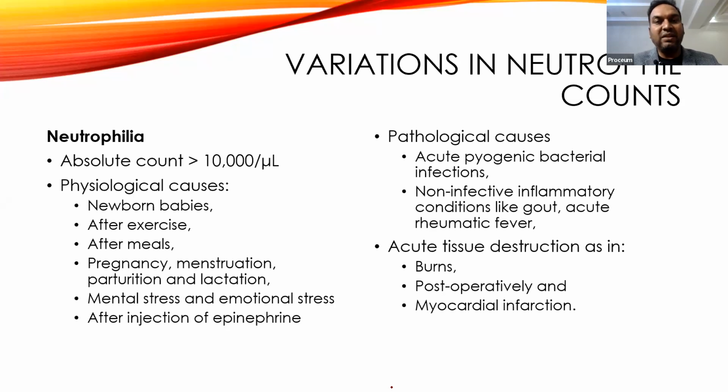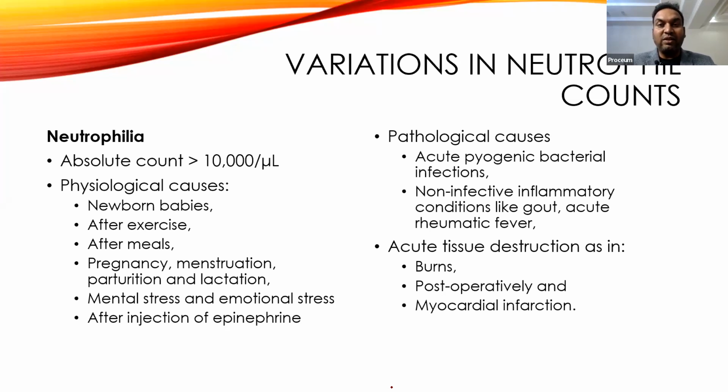Then come to the variations in the neutrophil counts. Whenever there's an increase in neutrophil count, it is called neutrophilia. When there's a decrease in neutrophil count, we call it neutropenia. So when the absolute neutrophil count goes above 10,000, then we call it neutrophilia. And the physiological causes are similar to the causes of increase in WBC count. We'll come to the pathological causes.